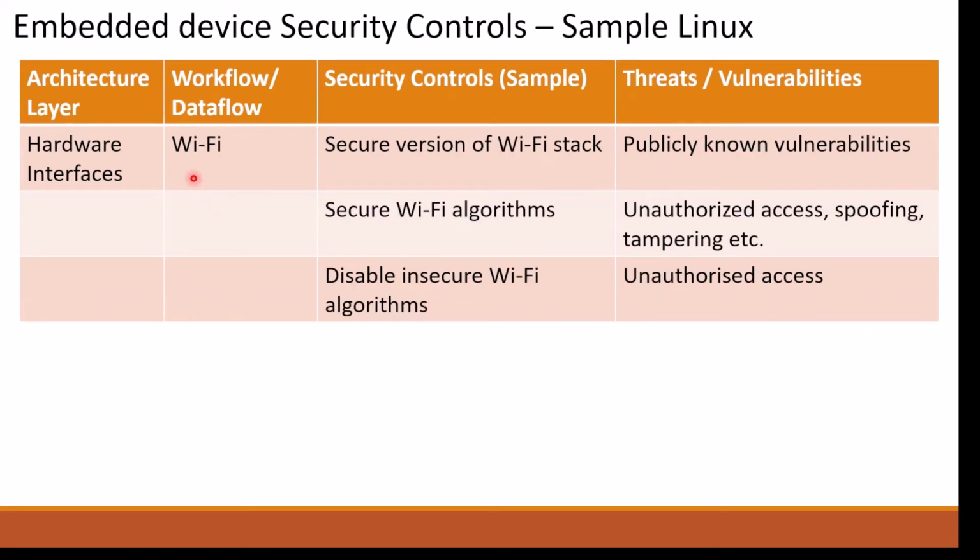Okay, next one, the Wi-Fi interface and Wi-Fi related data flow workflows. So here, the secure version of the Wi-Fi stack, secure Wi-Fi algorithms, and disabling insecure versions of the algorithms. So these aspects we need to consider when we gather the security controls for the embedded device.